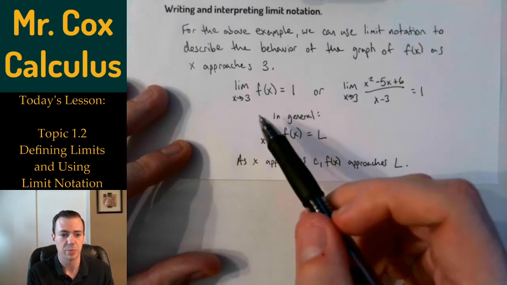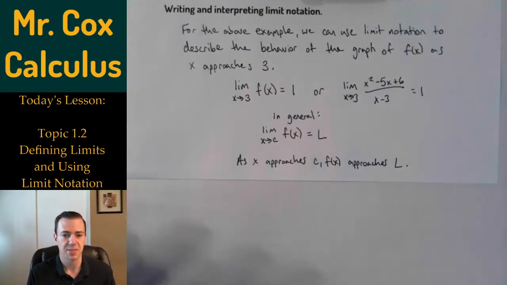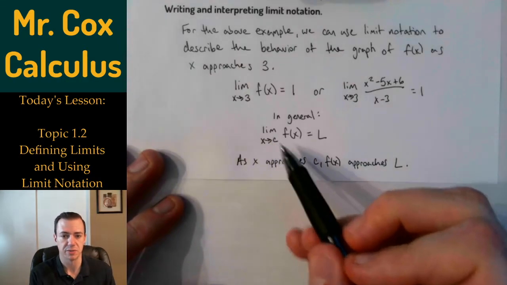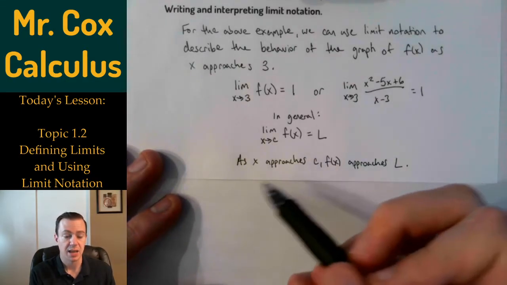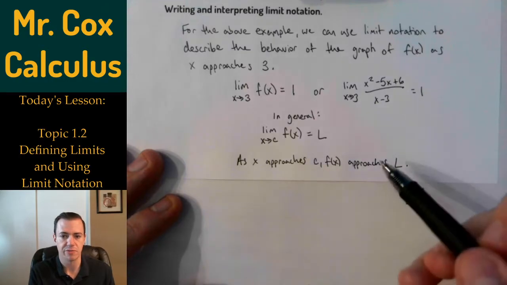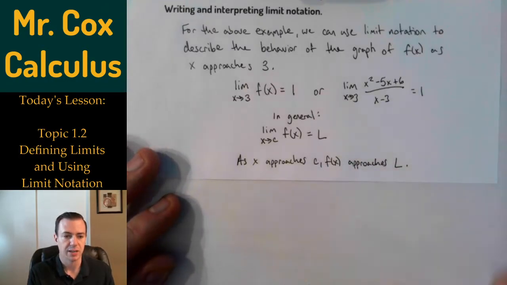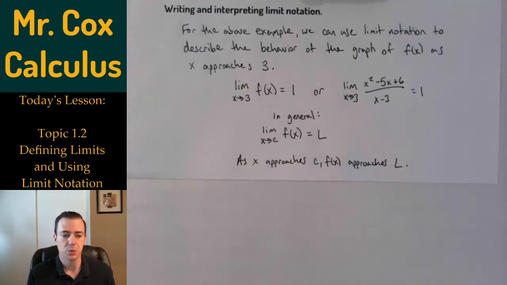So in the future, you're going to see just limit statements. Like you might see something like this, and you need to understand that that means that x is approaching a certain value, in this case c, and when x is approaching that value, the function is approaching the value L. And so we'll continue to work with this here over the next several lessons, but it's very important that you get the notation down before you actually start diving into limits.